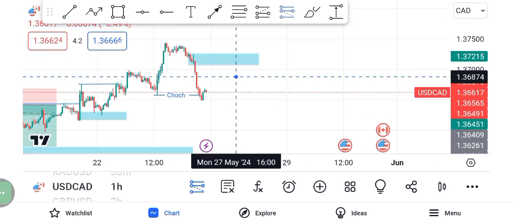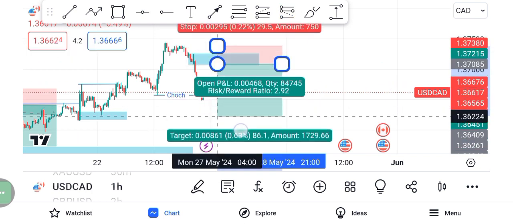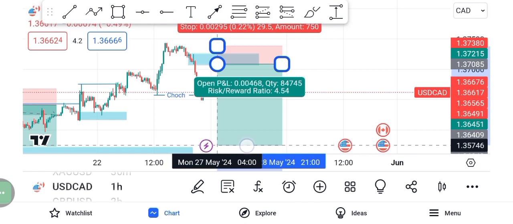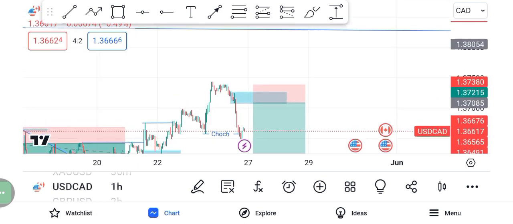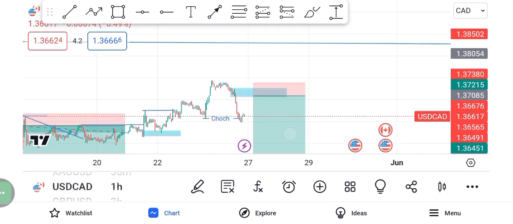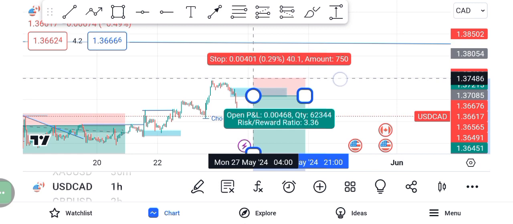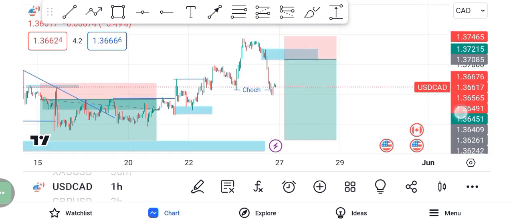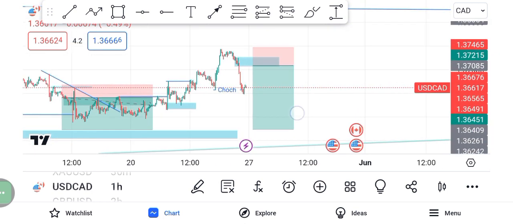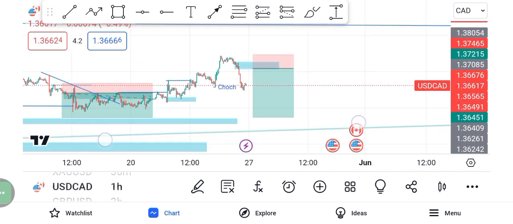So let me put my tools here. Anytime price gets here, I'll target this low here. Where will be my stop loss? Let me see. My stop loss is a little bit large, like 38 to 40 pips, but no issues. I still have a good risk to reward, about 3.55.